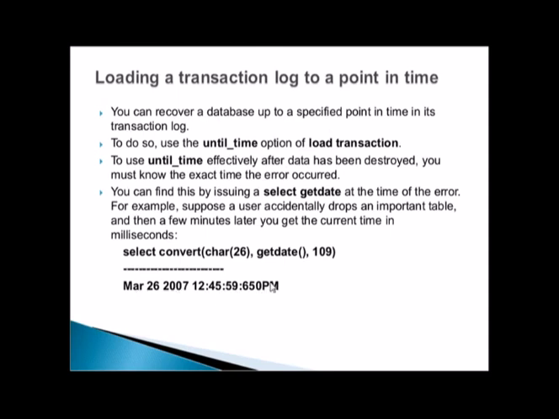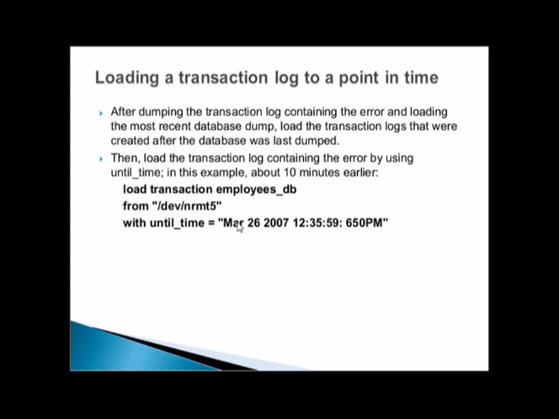So if this is our time, and we know that around 10 minutes back something has happened, and we want to recover the timestamp, it is 12:45:59, and we are issuing the command at this time, and so we want to recover the time 12:35. So we are giving 10 minutes before the time which we have checked. So this is the timestamp which we are providing to until_time.